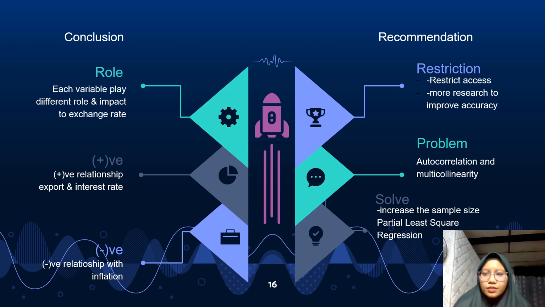In this research, our recommendation is that we have some restrictions, such as restricted access to data. So if we find more research, it can improve our accuracy about the research on exchange rates. And in this research we also have 2 problems, which are autocorrelation and multicollinearity problems. To solve them, we can increase the sample size or use partial least square regression.